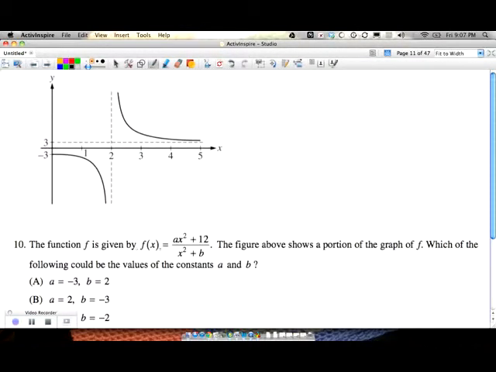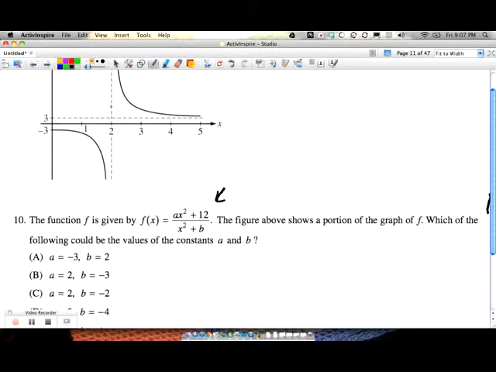The function f is given by f(x) = (ax squared + 12) over (x squared + b). The figure above shows a portion of the graph of f. Which of the following could be the constants a and b? Alright, well, if you're looking at this, we have a couple of pieces of information in the picture.